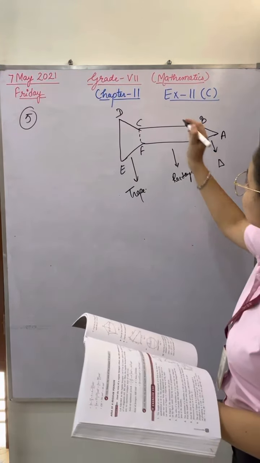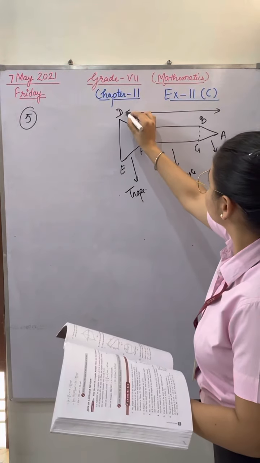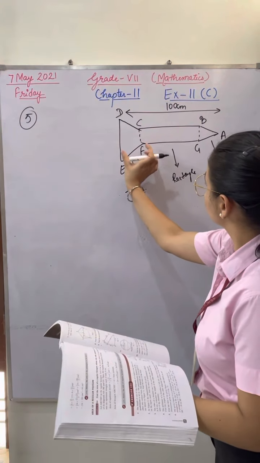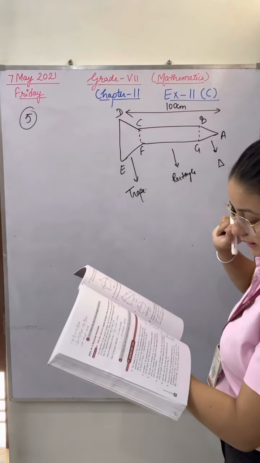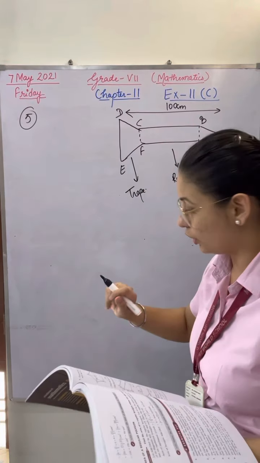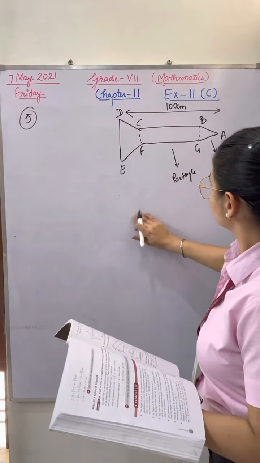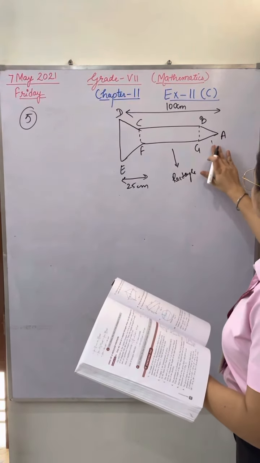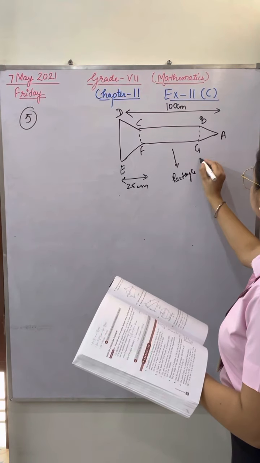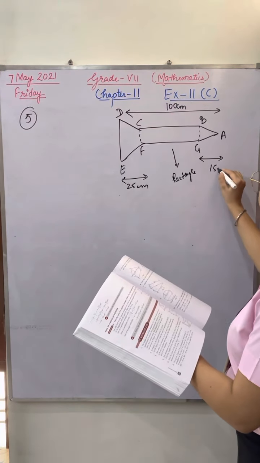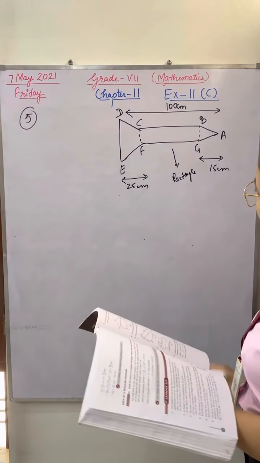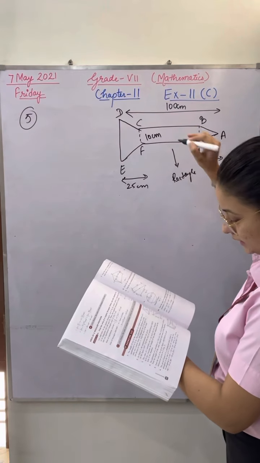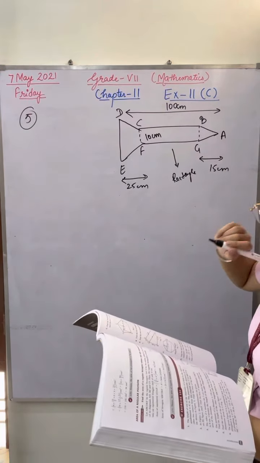Okay? After that, this complete length is given to you, 100 centimeter. This C to D is given to you 25 centimeter. The height of this triangle is given to you, that is 15 centimeter. And this length CF is given to you, 10 centimeter. So this is your triangle.